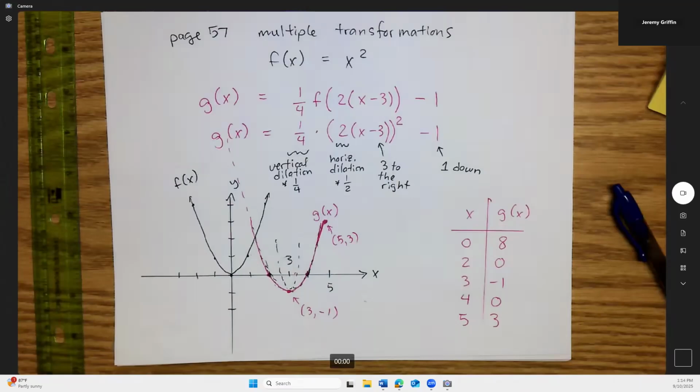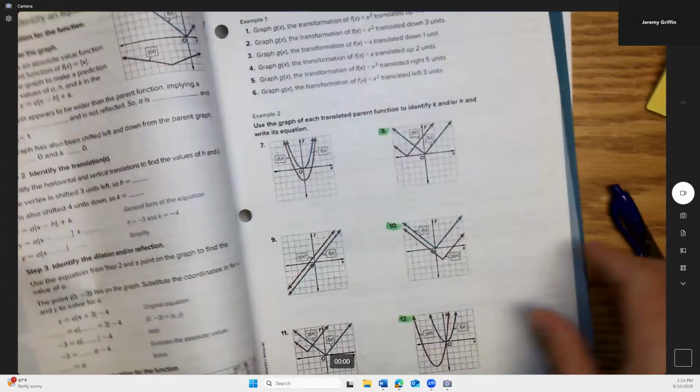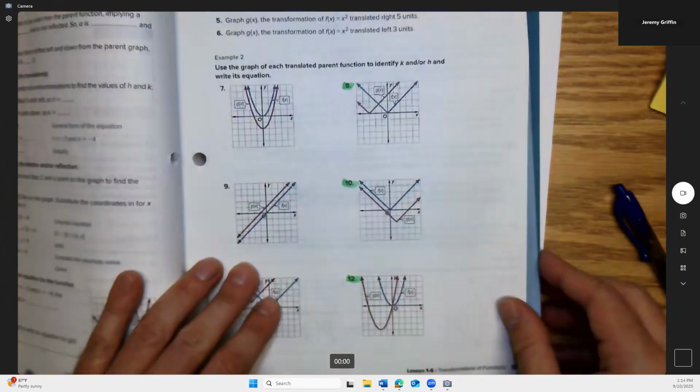So that's multiple transformations. Now it's juggling a lot. All right. So good there. All right. Let's jump into some book puzzles here. Do a few of these with the guys.